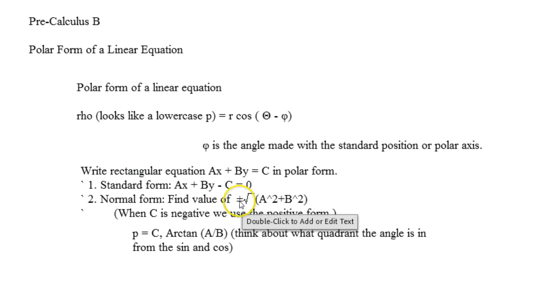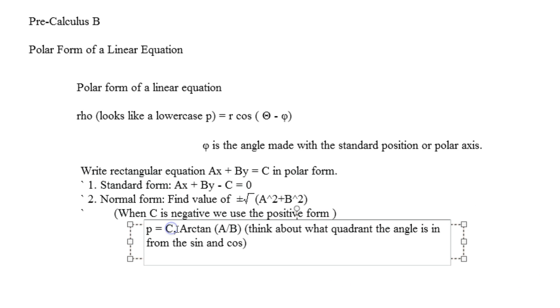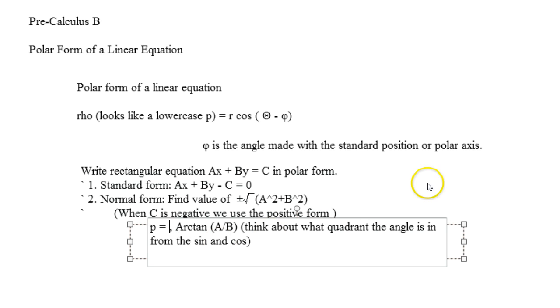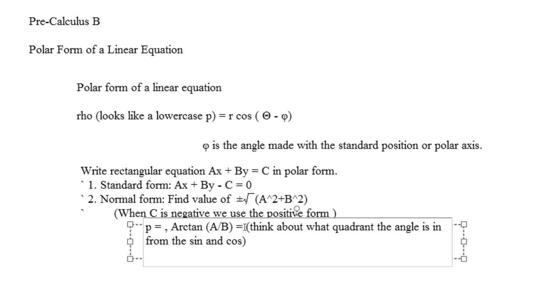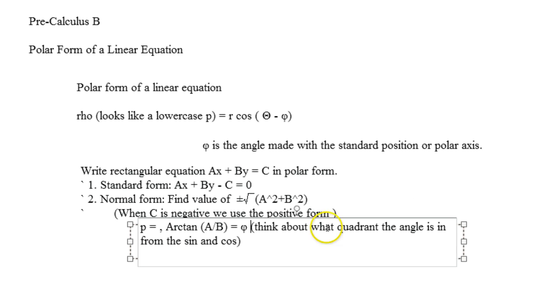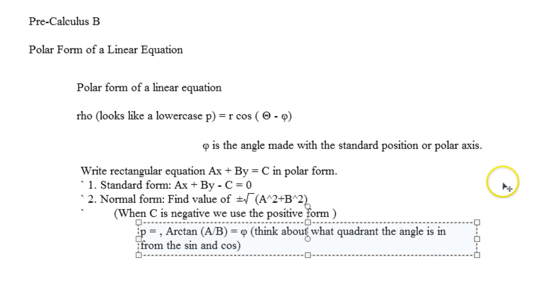Find the value of plus or minus the square root of a squared plus b squared. And when c is negative, we use the positive one. Now rho will equal c, whatever we choose for that. And then arctangent of a over b will equal phi. Let me write this out. Phi, real fast, is alt 237. There we go. Think about what quadrant the angle is in from the sine and cosine.